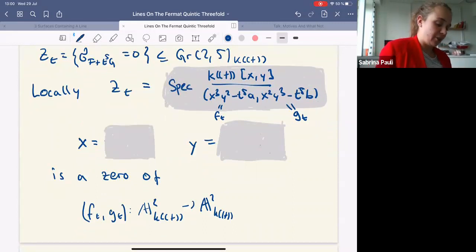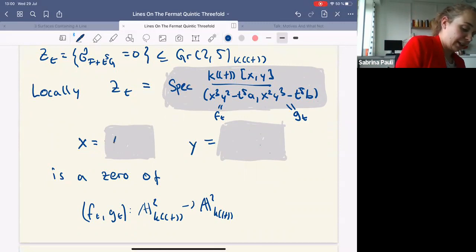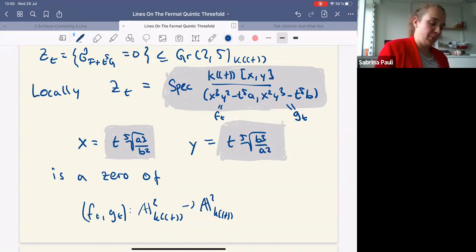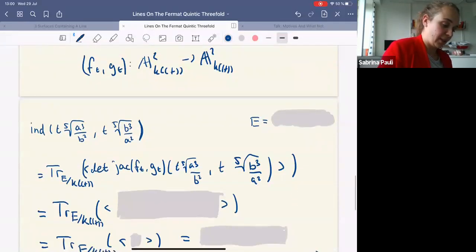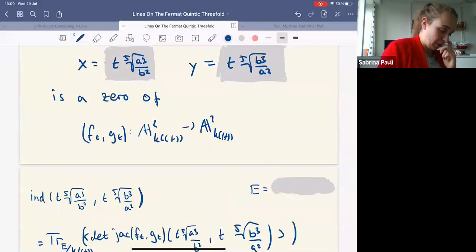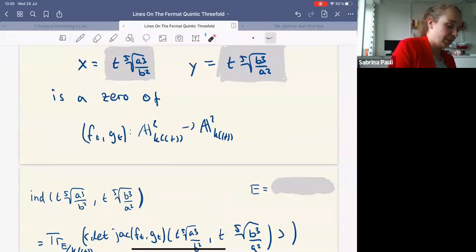Okay, now if I choose x to be t times the 5th root of a cubed over b squared, and y to be t times the 5th root of b cubed over a squared, if you plug this into f_t and g_t, you can see that this is a zero. It's also an isolated zero. So I can compute the local contribution of this point. So let's do this. I want to compute this local contribution.